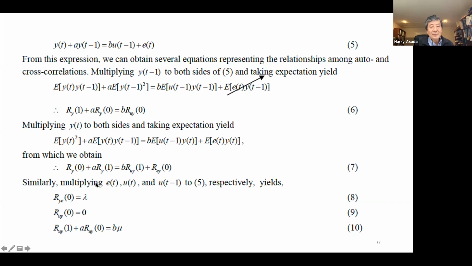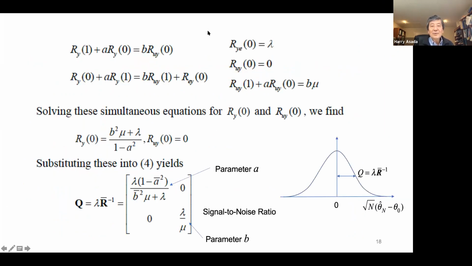And then do the same if you multiply ET, UT minus 1 to this equation, you get the other equation like this. Okay, so by solving these 5 linear simultaneous equations and solving this one for RY0 and RUY0, RUY0 is basically a 0 on here, that's simple. But RY0 is a little bit complicated, but we can compute this from these equations, this is the result.